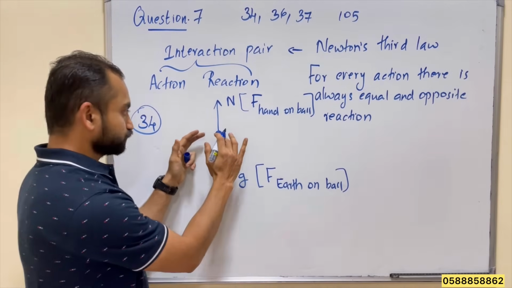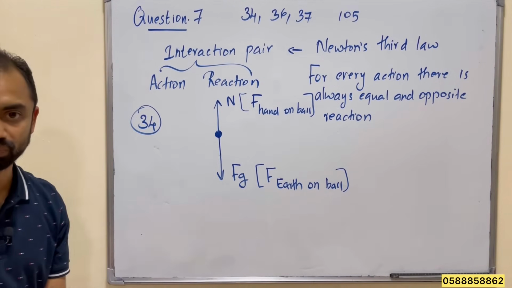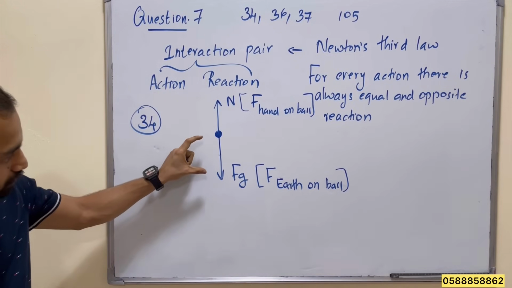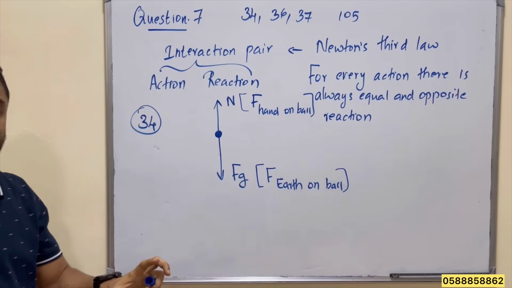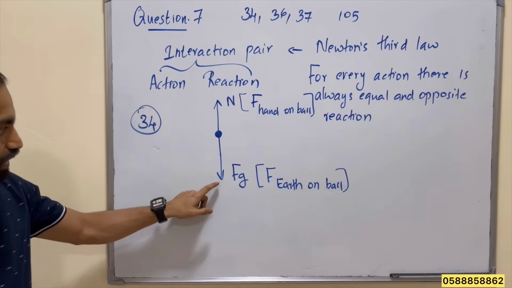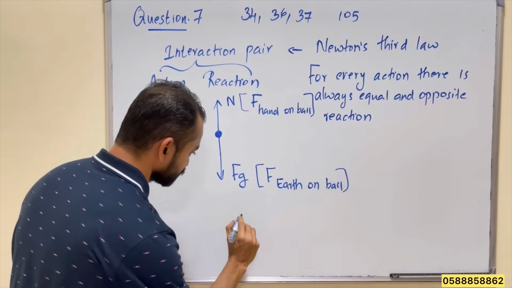So this is one of the forces acting on the ball. This is the second force acting on the ball. There are two forces acting. For each of the forces, there will be a reaction, an interaction pair. So what is the reaction of this force? We will write the reaction of this force, F.